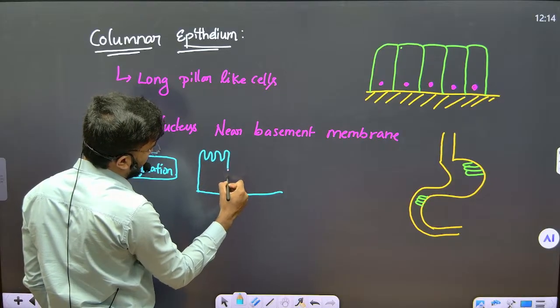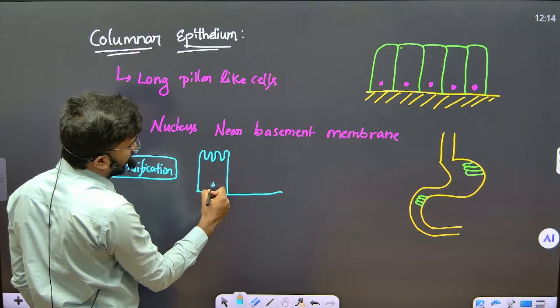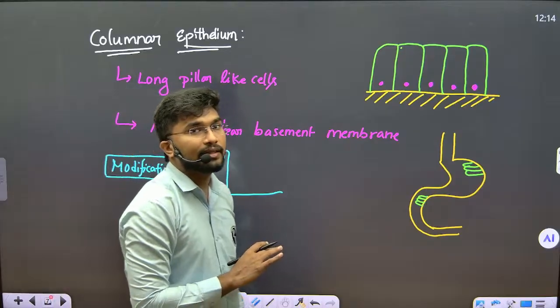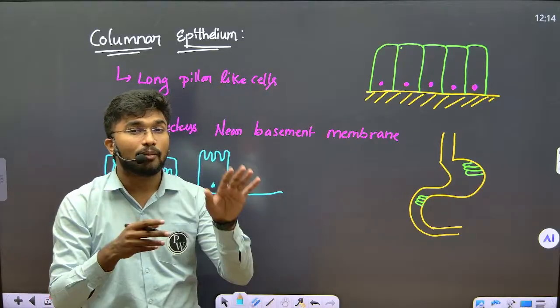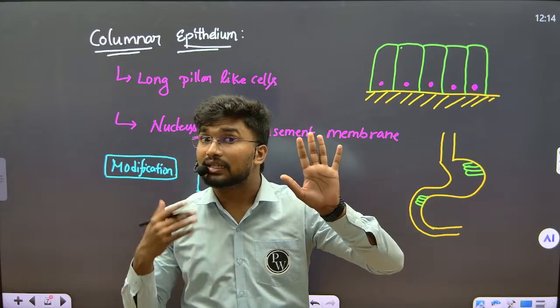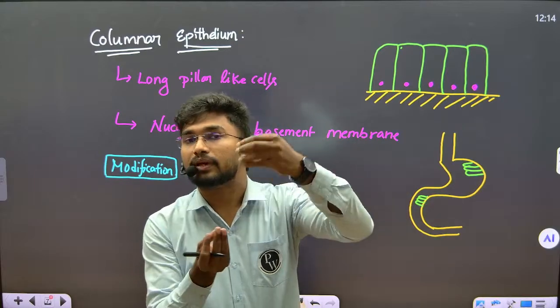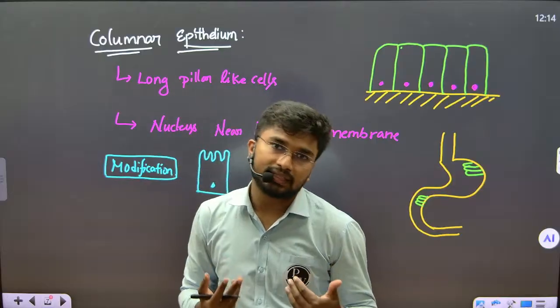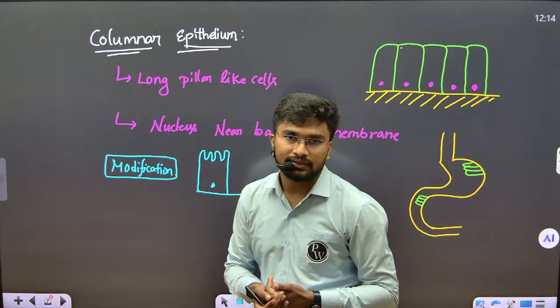Do you remember, last class we studied about cuboidal epithelium? Cuboidal epithelium has undergone modification. They formed villi and microvilli on the surface. For what? What is the purpose? For absorbing more amount of nutrients, more amount of electrolytes, right?